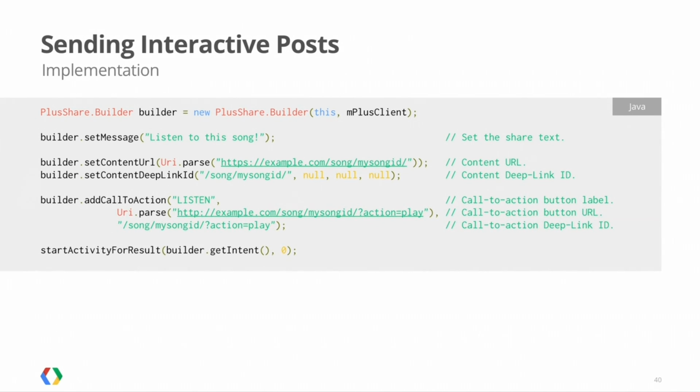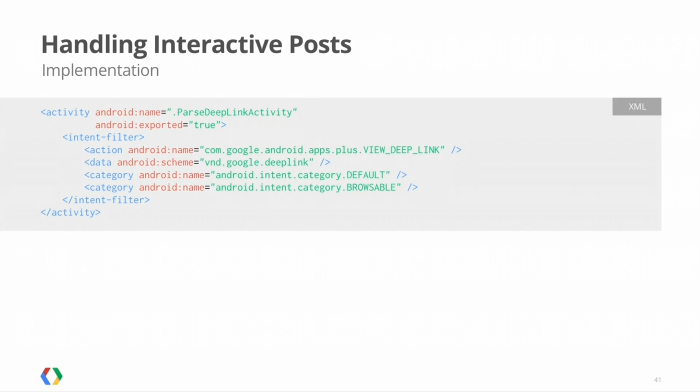So now that we have interactive posts with deep links in the Google Plus stream, how do you handle clicks on Android? We're going to export exactly one activity that exists only as a control to parse the deep link ID, then choose the right activity and action inside our app, and then send the user there, and that's it.